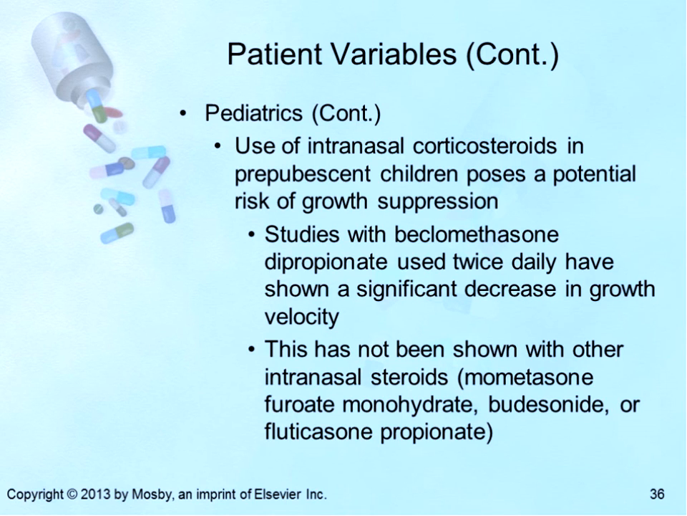The use of intranasal corticosteroids in prepubescent children poses a potential risk of growth suppression. Studies have shown that beclomethasone used twice a day has shown a significant decrease in growth velocity. This has not been shown in other intranasal steroids other than beclomethasone. And it's possible that growth suppression may be associated with certain agents or may be dose-related.